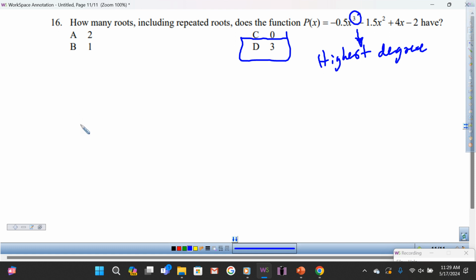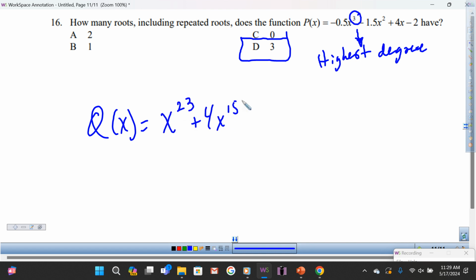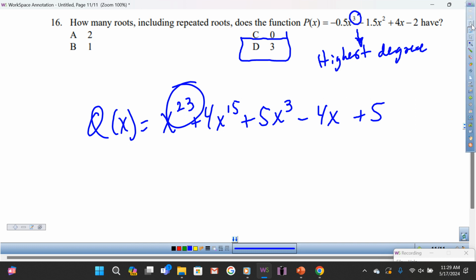So, right quick, look up. Let's say I gave you another polynomial, q of x equals x to the 23 plus 4x to the 15 plus 5x to the third minus 4x plus 5. Tell your neighbor, how many roots does this polynomial have? 23. That is correct, because that's the highest degree. All right, I don't need a picture of this one. We got it, right?